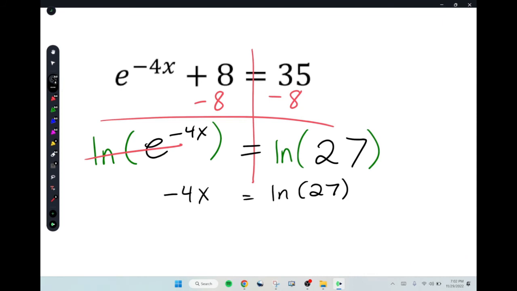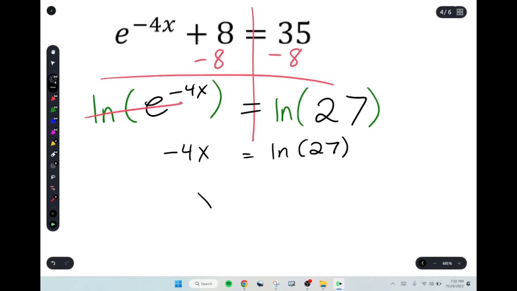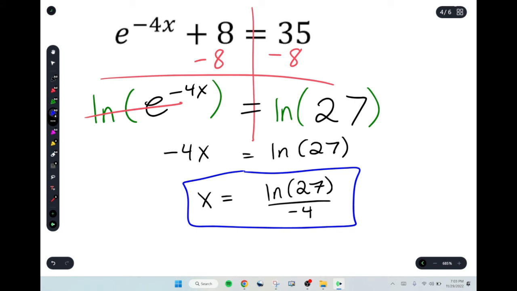I only know the ln of e or things that have e in them. So we're done. x equals ln 27 over negative 4. Call it. Don't be a hero. You don't have a calculator on your test. You're just going to leave it there and write it there.